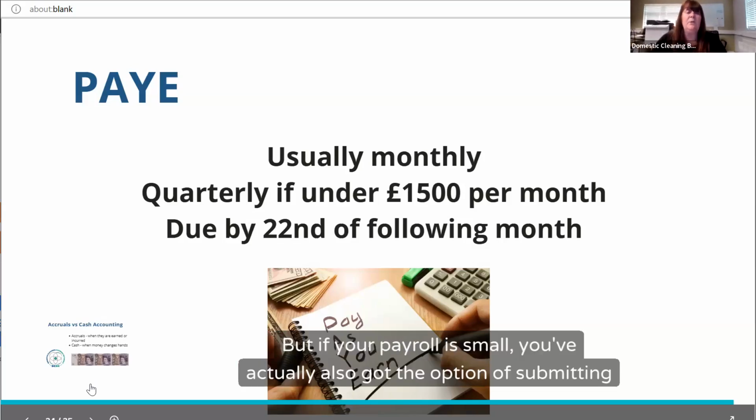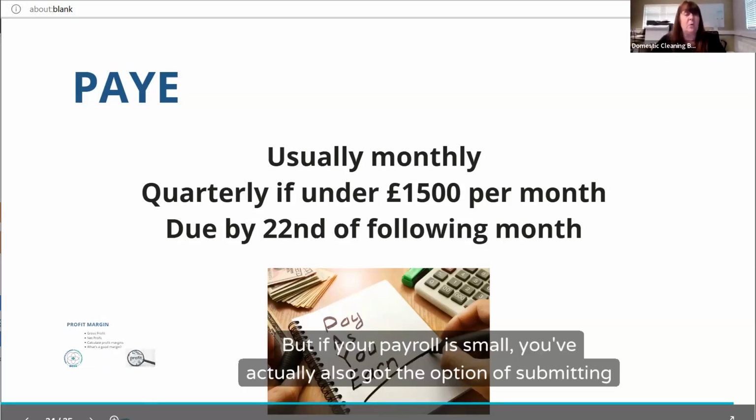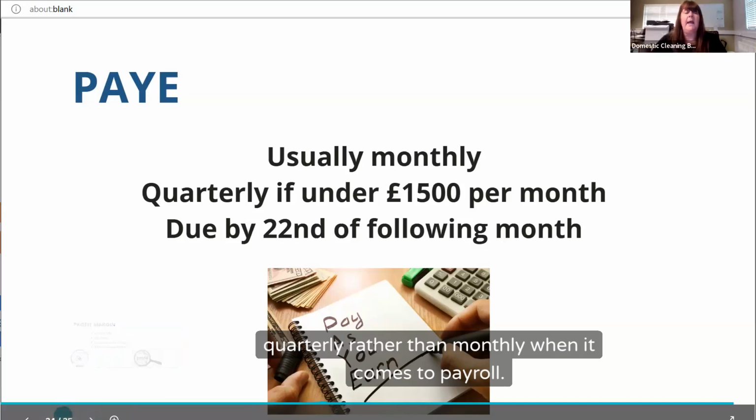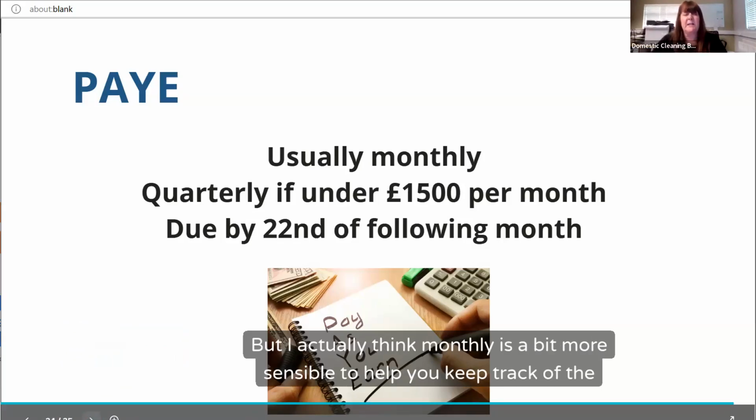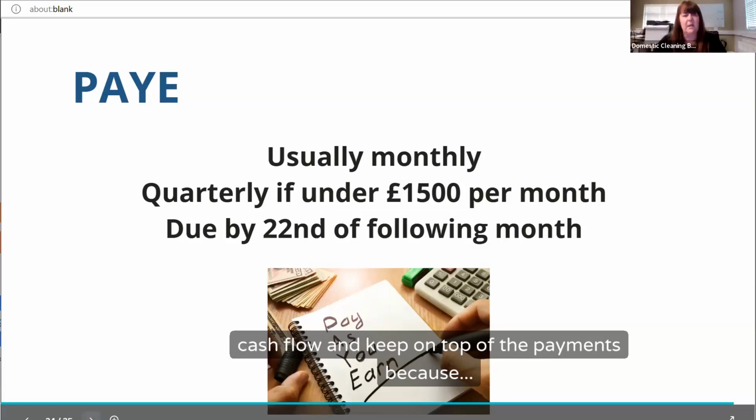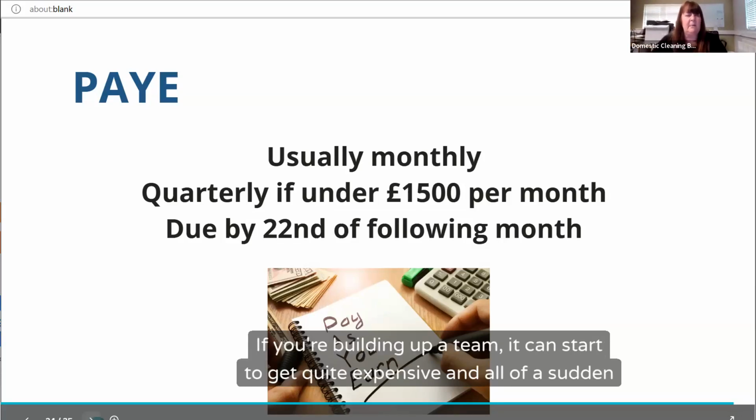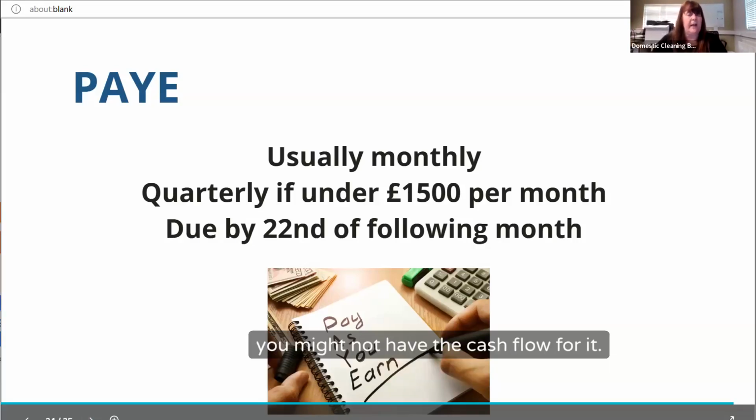But if your payroll's small, you've also got the option of submitting quarterly rather than monthly when it comes to payroll. But I actually think monthly is a bit more sensible to help you keep track of the cash flow and keep on top of the payments, because if you're building up a team, it can start to get quite expensive, and all of a sudden you might not have the cash flow for it.